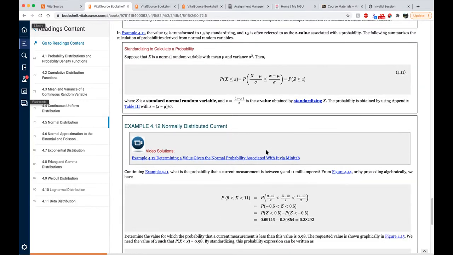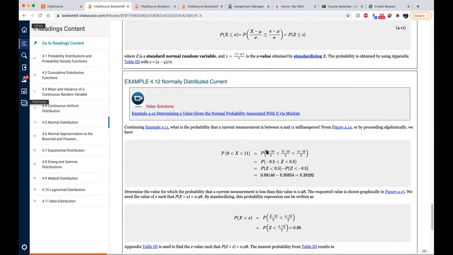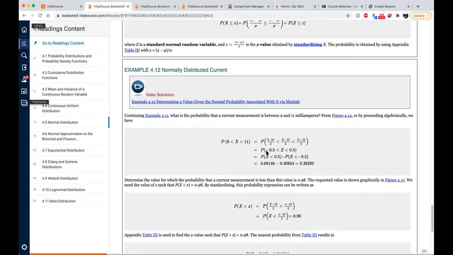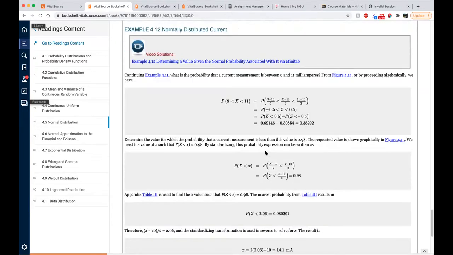Let's see, now example 4.12, normally distributed current. Continuing example 4.11, what is the probability that the current measurement is between 9 and 11? Yeah, let's figure out this one. Okay, but I'm not going to follow the textbook's way, because I'm going to use the calculator.